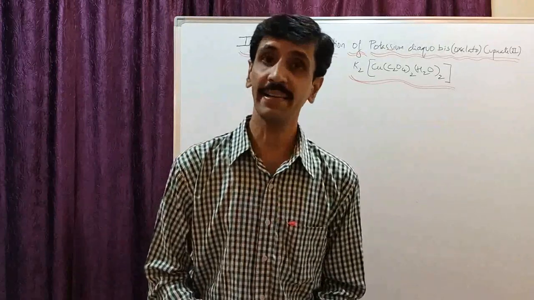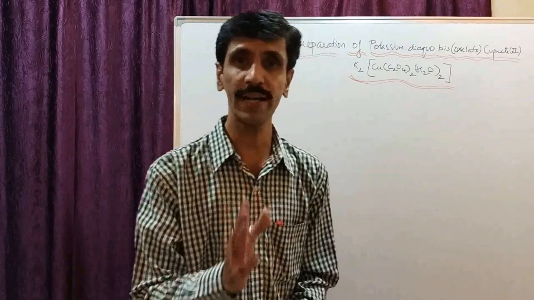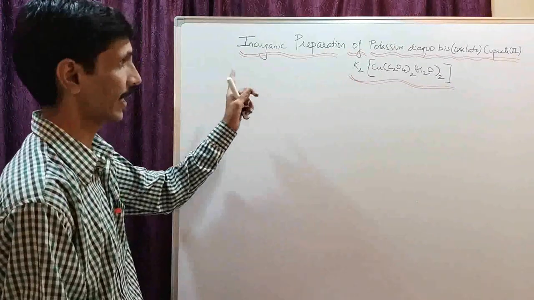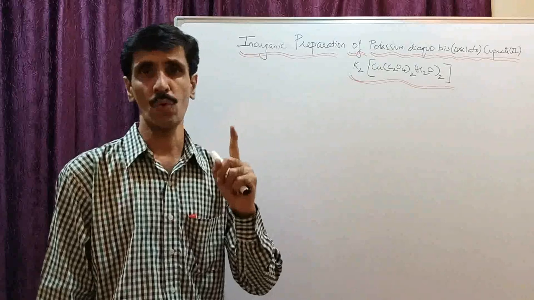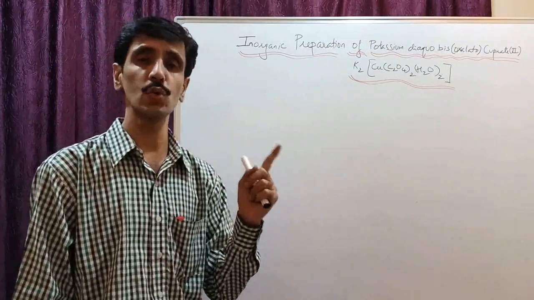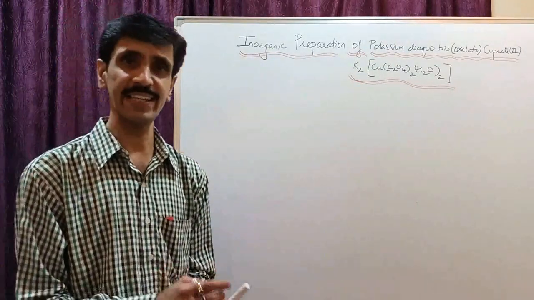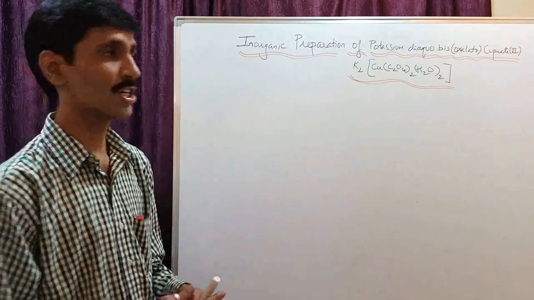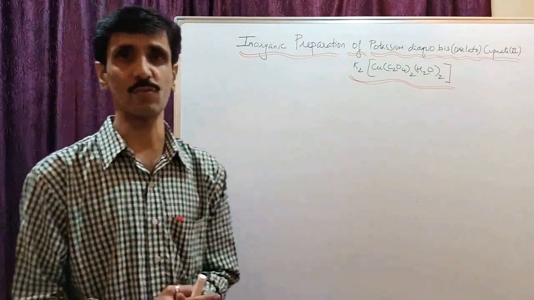Yes, the practical that we are going to discuss in this session is about inorganic preparations. You can see the heading is already there: inorganic preparation of potassium diaquo bis(oxalato)cuprate(II). The formula of this complex is K2[Cu(C2O4)2(H2O)2]. This is the inorganic preparation that we are going to discuss.